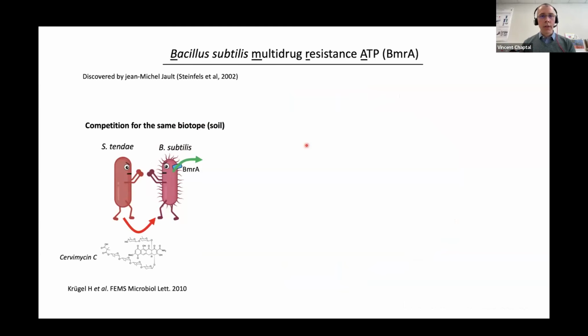So we're going to talk about this protein BmrA, for Bacillus subtilis multidrug resistance ATP. The context is the competition for this biotope, which is the soil. There are two bacteria: Streptomyces tendae fights Bacillus subtilis by secreting this antibiotic, cervimycin C. And Bacillus resists by expelling the drug out of the cell using BmrA. So that's the whole idea.